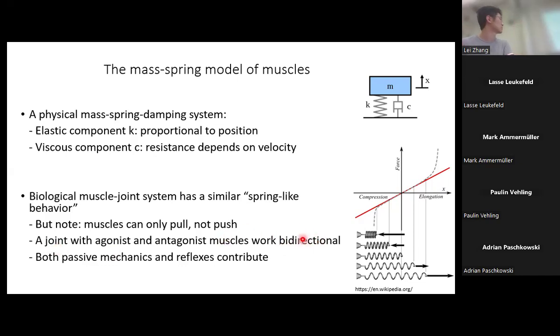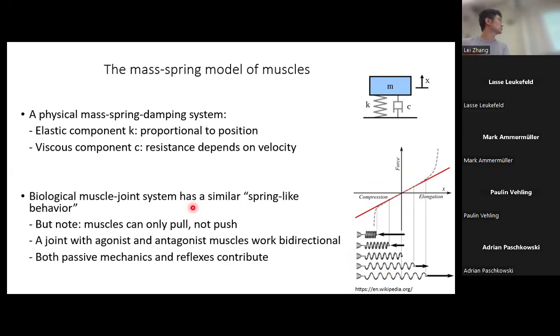So this is bidirectional. And what results in this spring-like characteristic of the muscle? We have passive mechanics, which has nothing to do with neural input, so the elasticity. Also, you have the reflex loop. Once you stretch the muscle, it will try to resist the lengthening. So this reflex mechanism also contributes to the elastic property of the muscle.